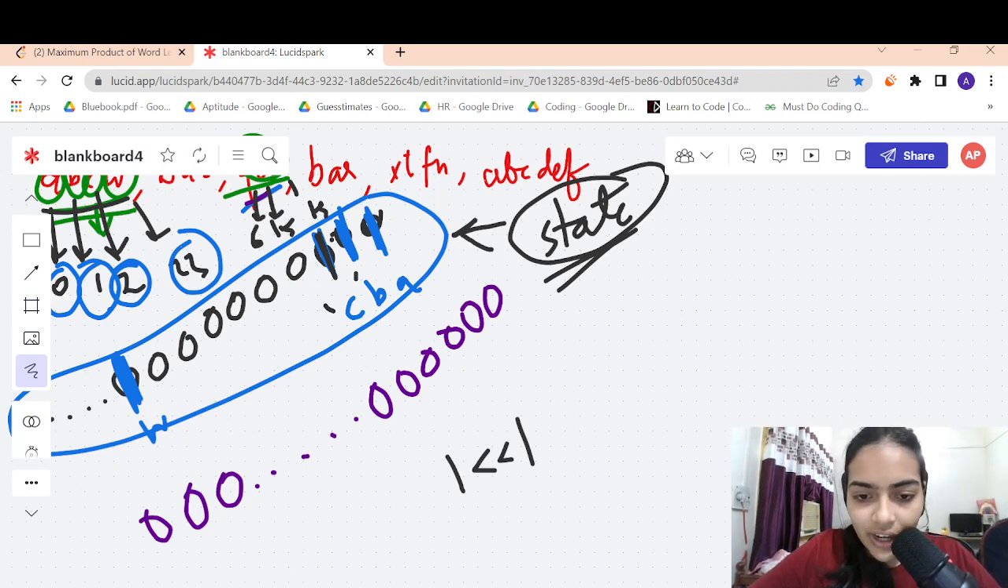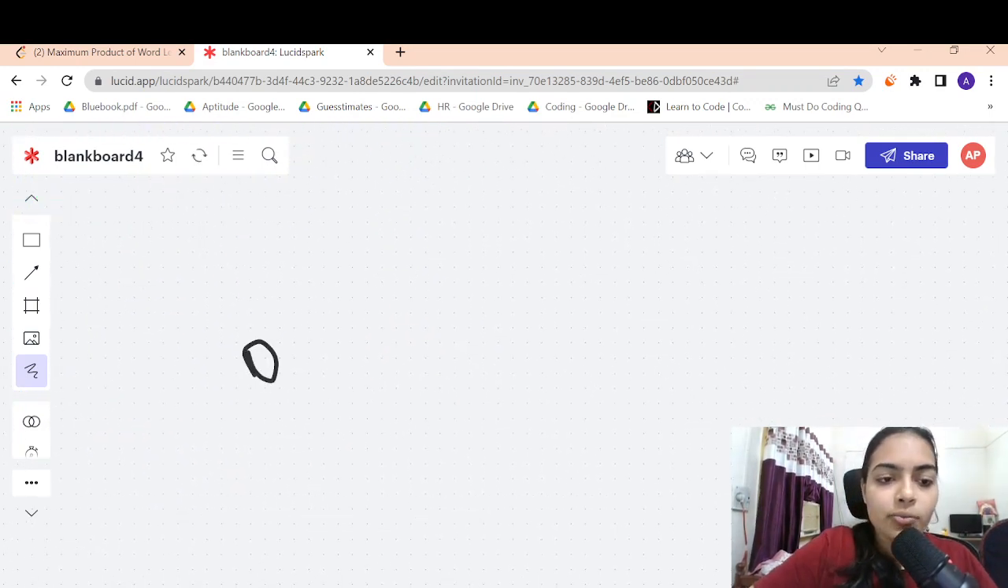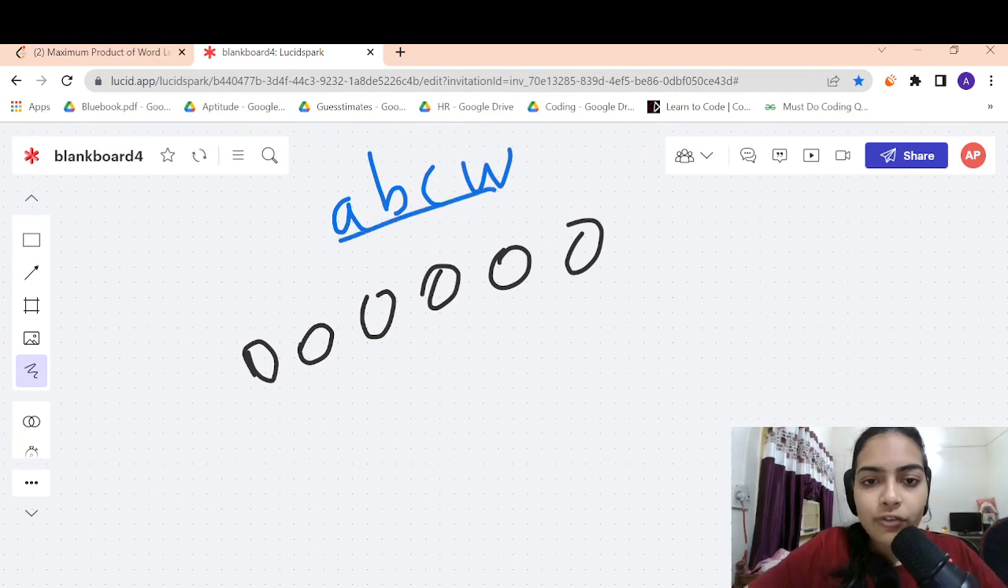this number 1 times, then I will get the corresponding number 1, 0, right? See what I'm going to do. Let's see. Wait a minute. I have the number 0, 0, 0, okay? Let's consider the simple case. Let's say I have a word A, B, C, W. I have to mark its state.